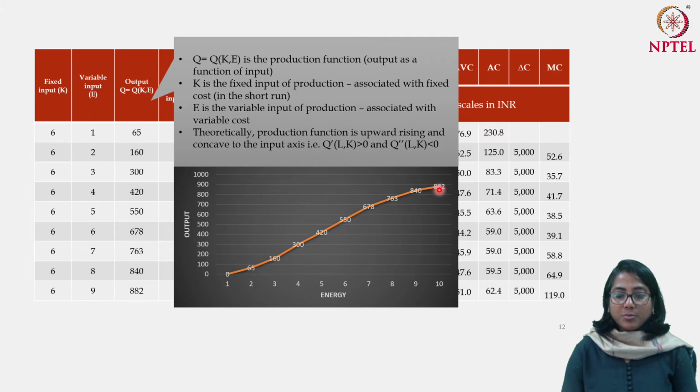One thing that you can observe is that K, that is capital, is the fixed input that we are considering, and energy is the variable input. You can see as the variable input increases, the amount of production also increases. But up to a point it increases at an increasing rate, and then it increases at a declining rate. So theoretically, the production function is an upward rising function of the variable input where the first order derivative is positive and the second order derivative is negative.